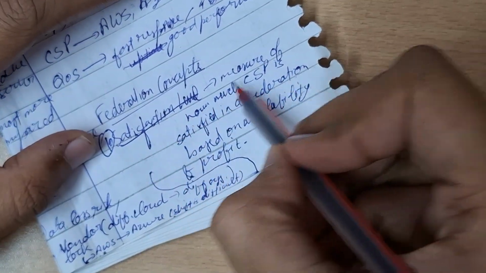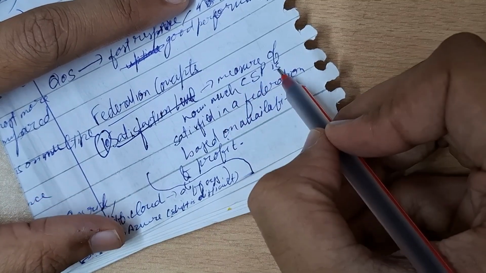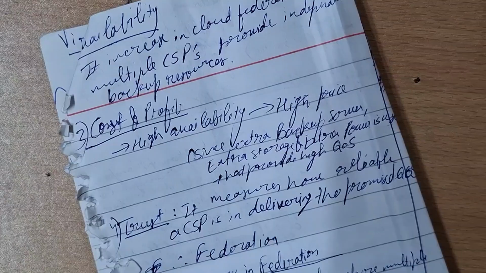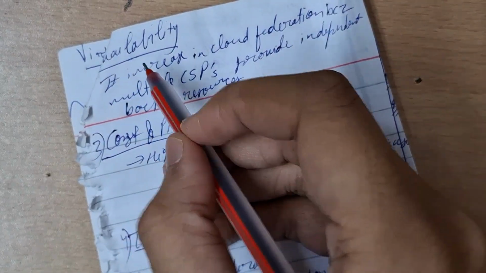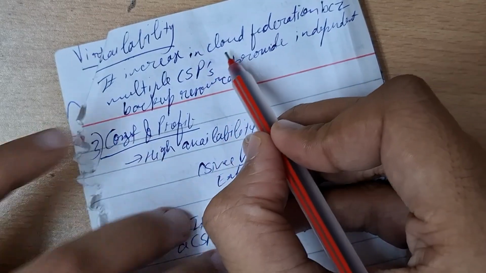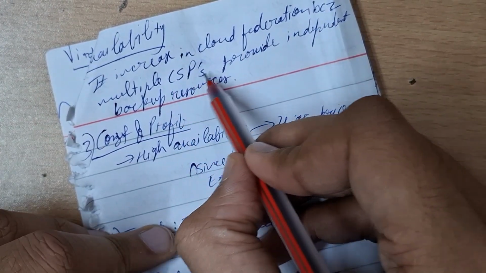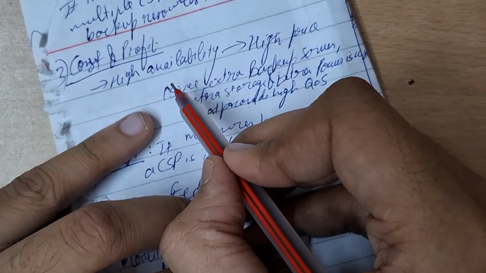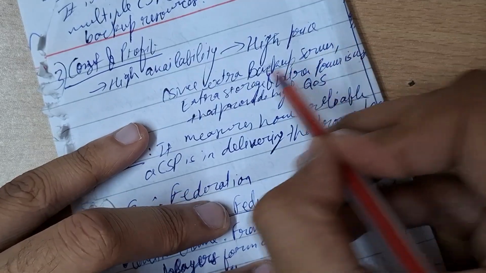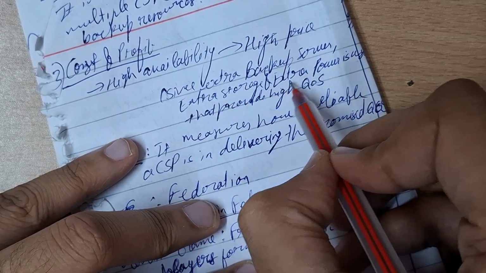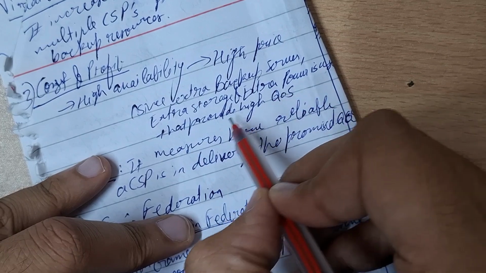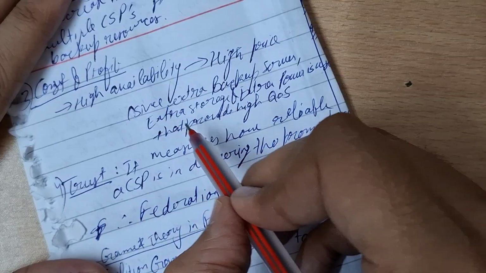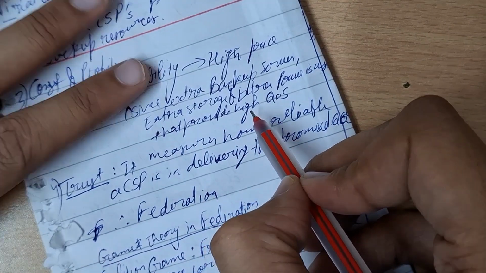One is satisfaction level. It measures how much a CSP is satisfied in a federation based on availability and the profit they make. Second is availability. Availability increases in cloud federation because multiple CSPs provide independent backup resources. Cost and profit: higher availability means higher price, since extra backup servers, extra storage and extra power are required, so prices are high for making high availability and achieving higher quality of service.